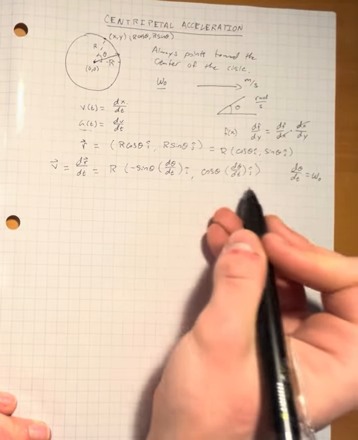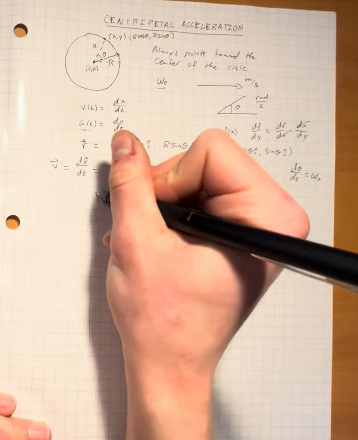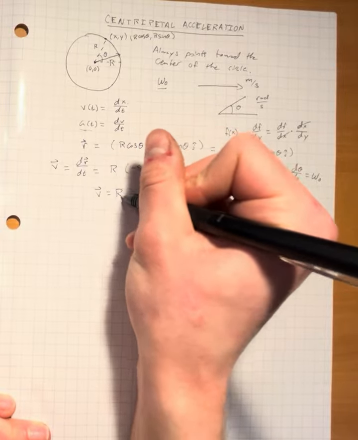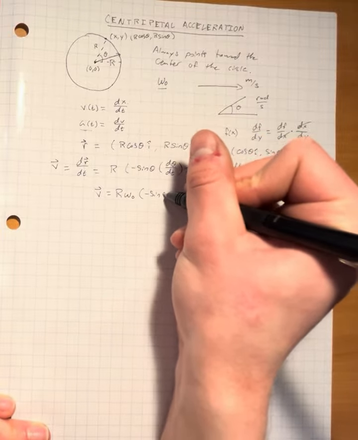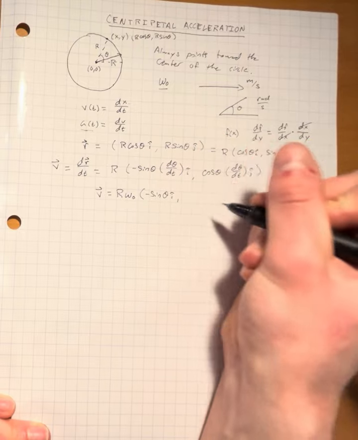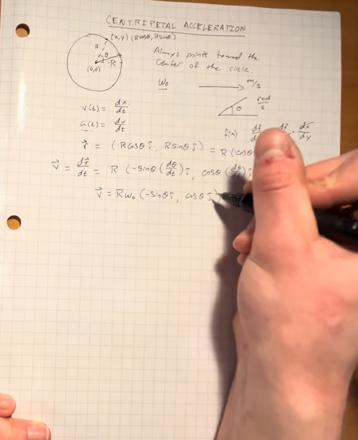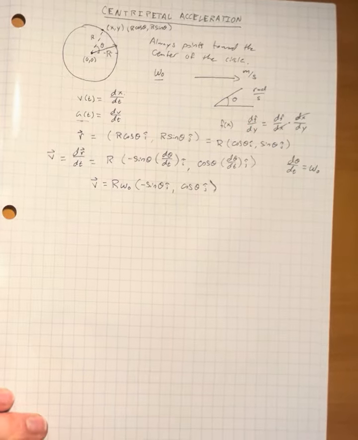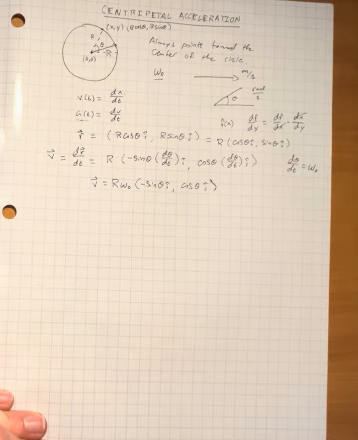This is a factor of both vector components, so I'm just going to bring it to the outside, and I'm going to say that v is r omega naught times negative sine theta i hat, cosine theta j hat. Cool. Now we just have to derive this once again to get the acceleration.